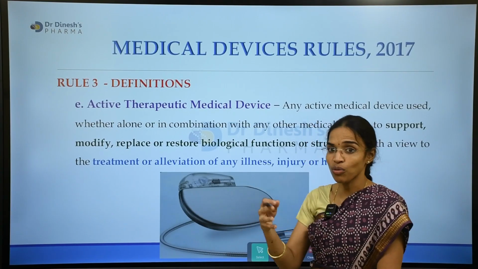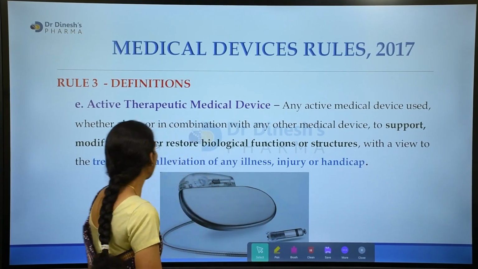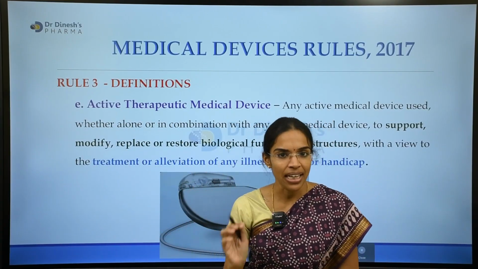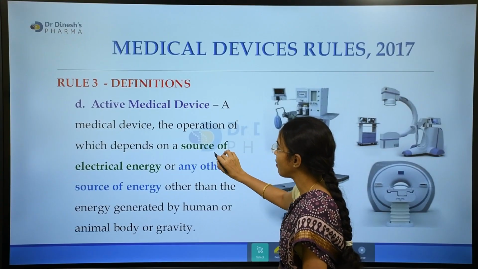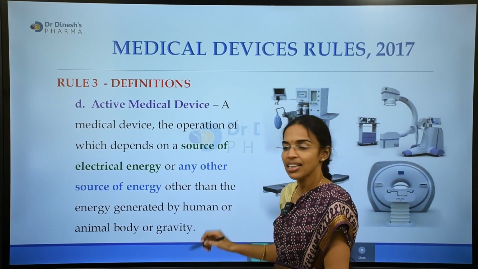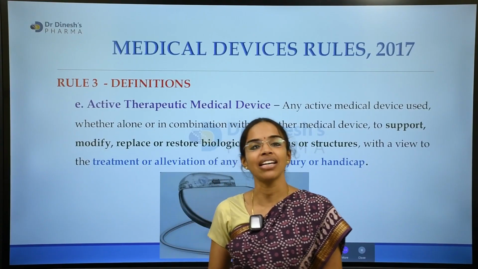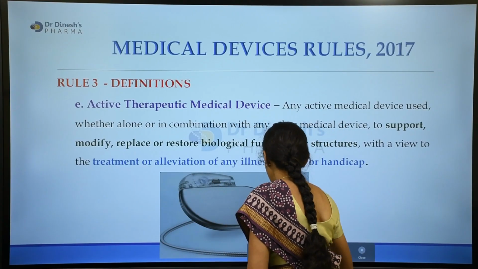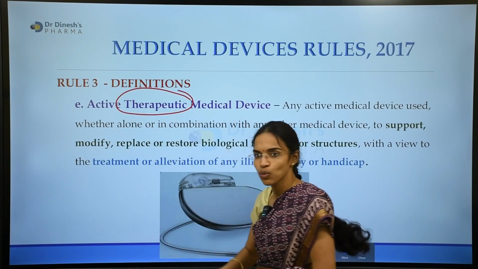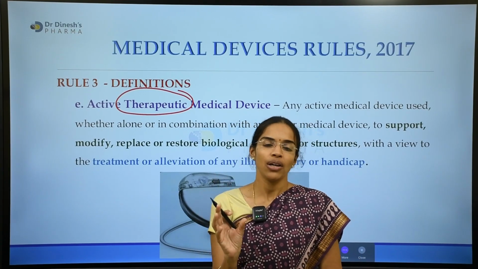Once we see the other things, we will understand the difference. We will see the remaining parts and understand the difference. The next one is the active therapeutic medical device. So we will try to understand the differences between active diagnostic medical device, active medical device, and active therapeutic medical device. When the word therapeutic is involved, we may think that this therapeutic action involves a certain API or a certain pharmaceutical.